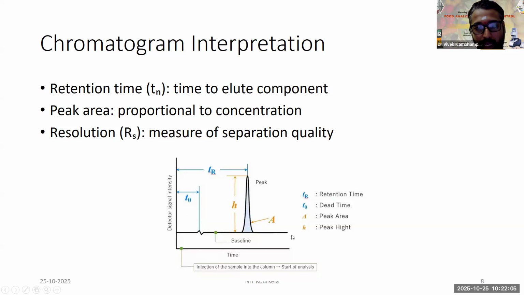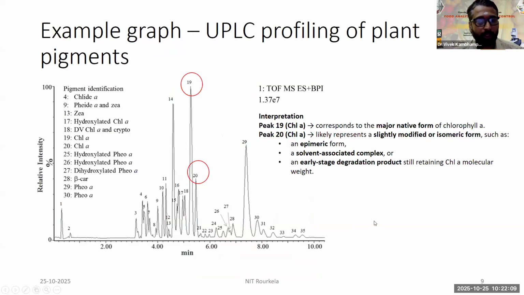After that dead time only, you will get the retention time for any kind of analysis. This is an example I've shown here: the UPLC profiling of plant pigments. How can you read this one? This is the time versus relative intensity.